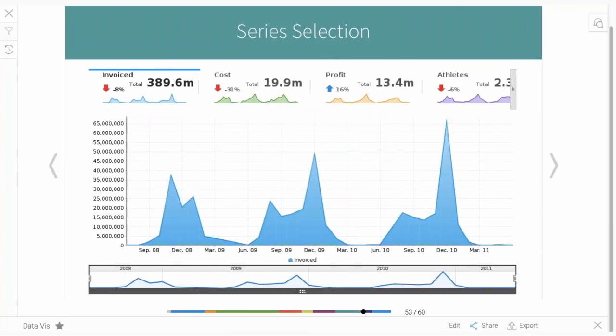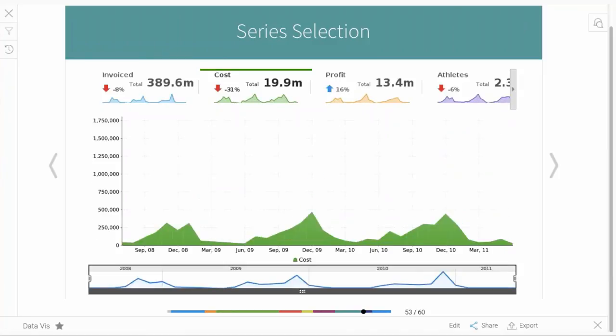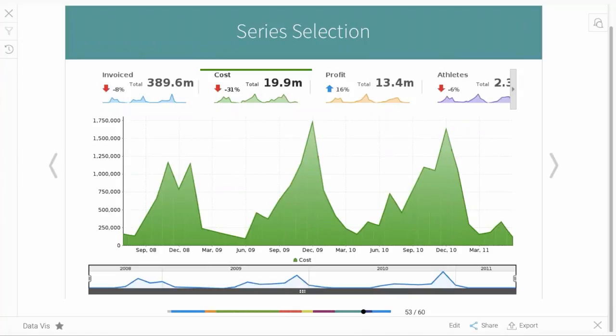And there's also series selection, which lets you change your series or your metric. So here we do get a preview, but we're able to change from invoice to cost or to profit. And the data changes there for us, changing our metric. So it's a very powerful way for exploring more data faster.